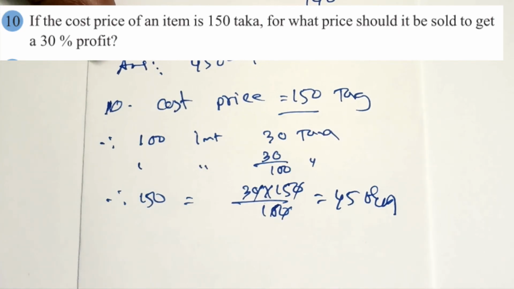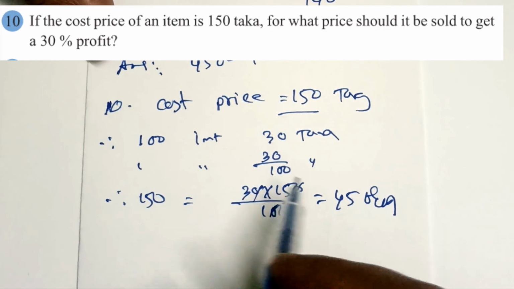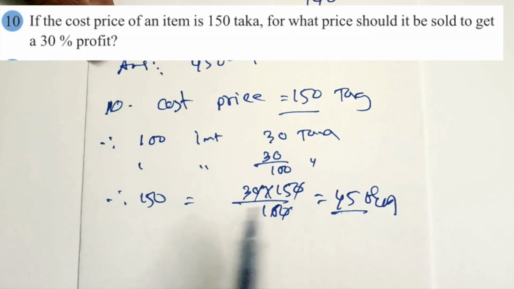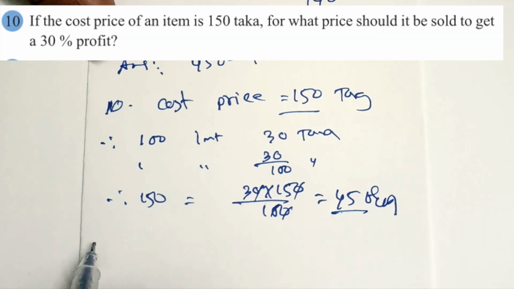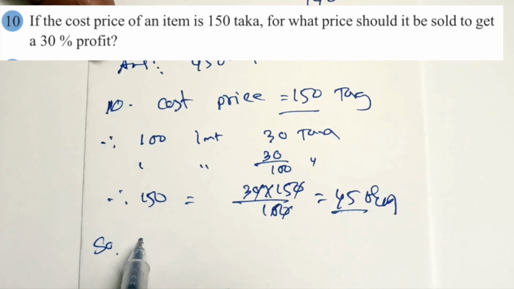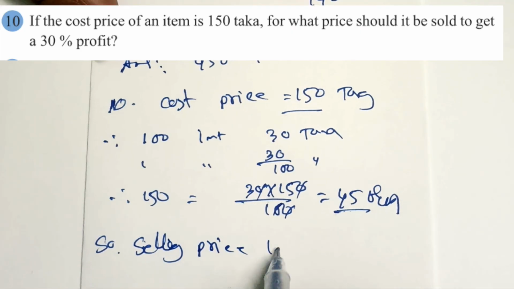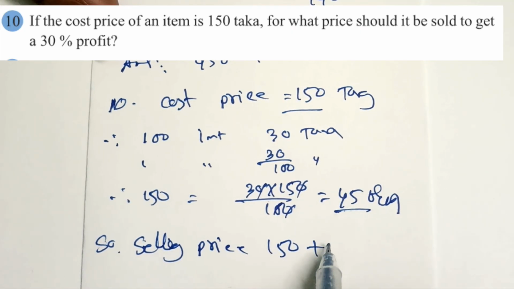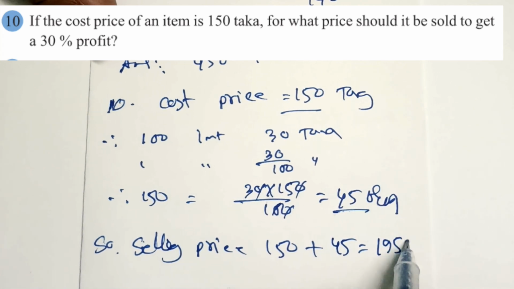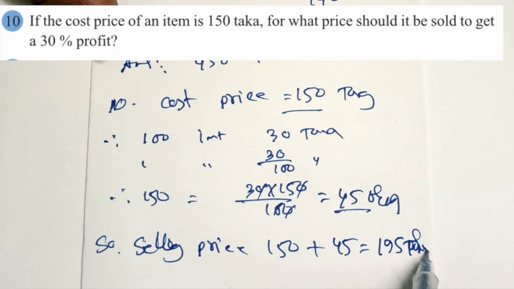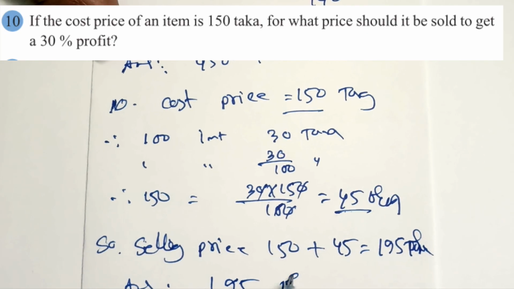Then what price should it be sold? If you want to profit 45 taka, then selling price, so selling price 150 plus 45 equal to 195 taka. Answer 195 taka.